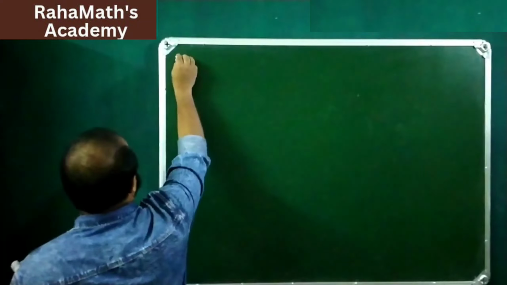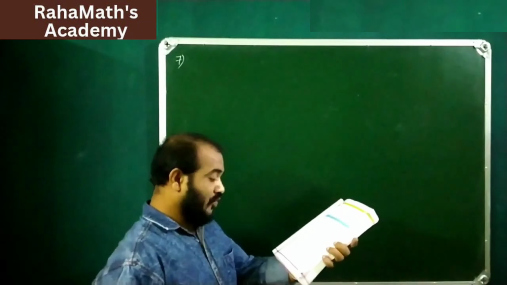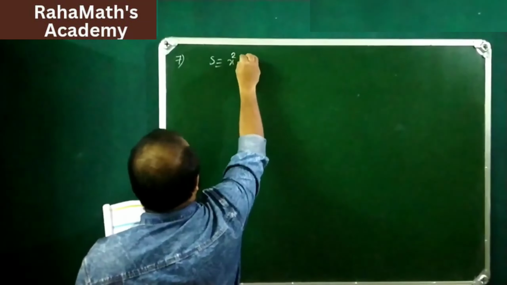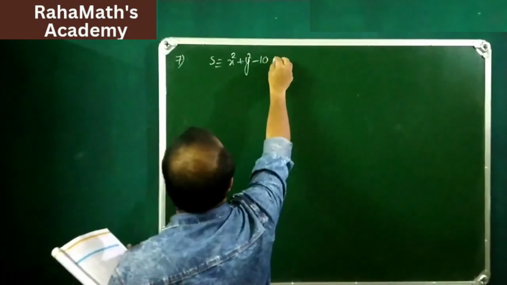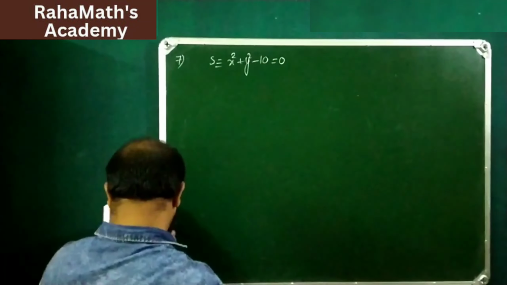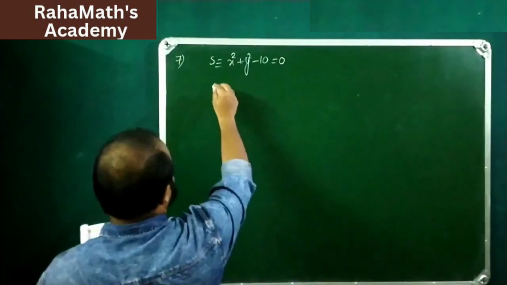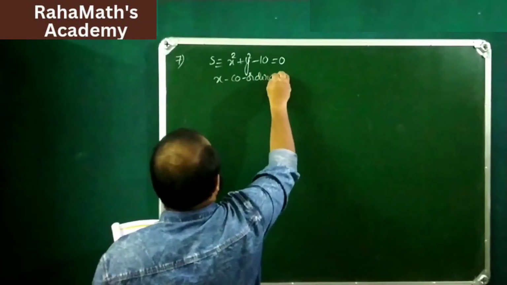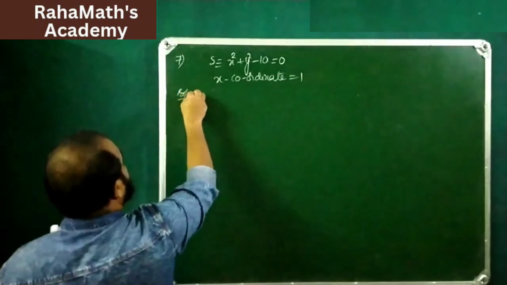Now, let us do the seventh question. Find the equation of the tangents to the circle x square plus y square minus 10 equals 0 at the points whose abscissa is 1. Abscissa means x coordinate is equal to 1. Solution.